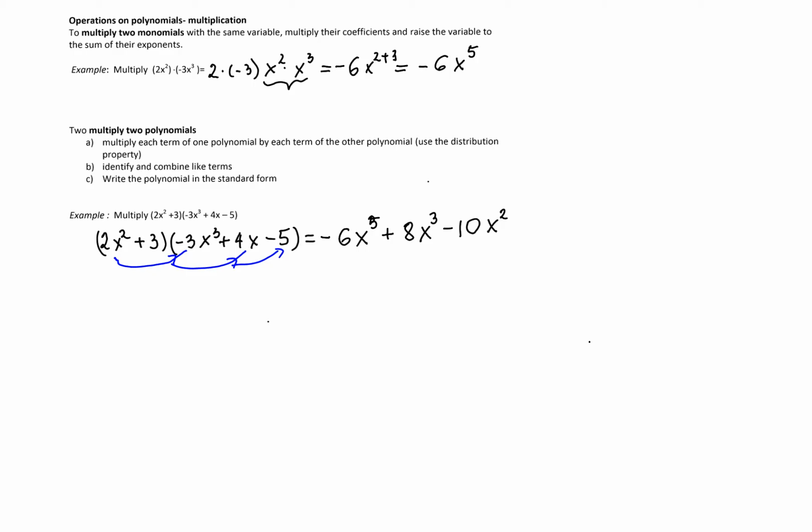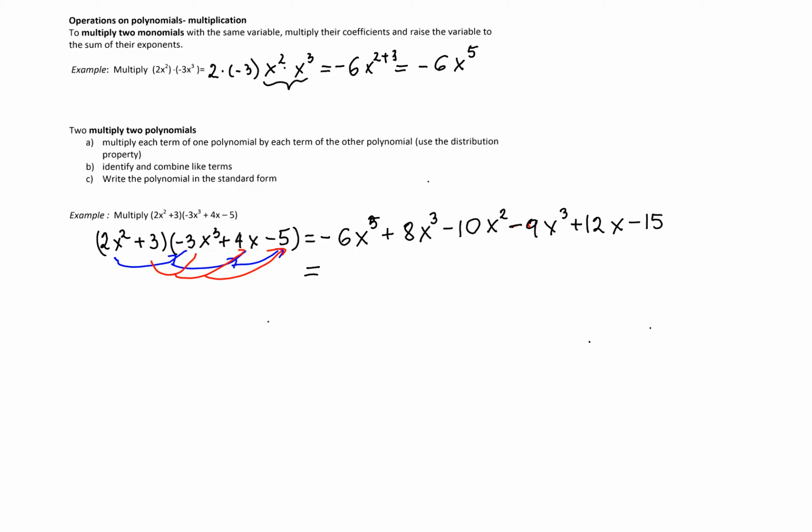Now we'll take 3, the remaining term of the first polynomial, and multiply by each term of the other polynomial. So 3 times negative 3x cubed is negative 9x cubed. 3 times 4x will be 12x, and 3 times negative 5 is negative 15. We have the multiplication performed. Now we need to combine the like terms and write the polynomial in standard form.